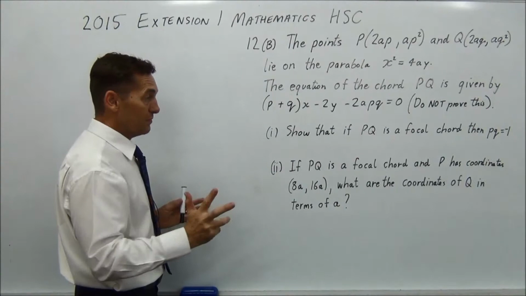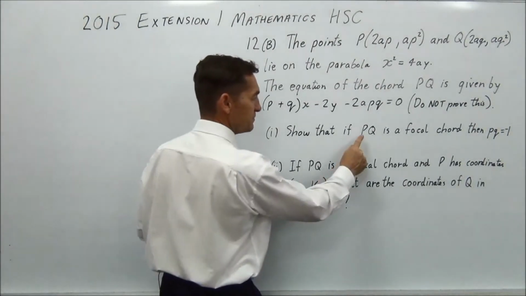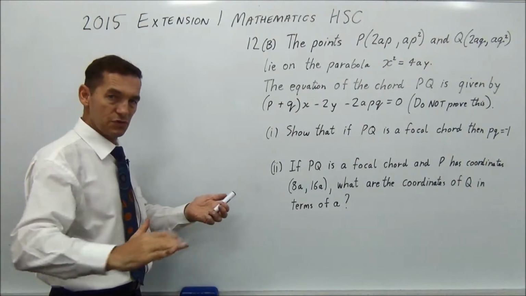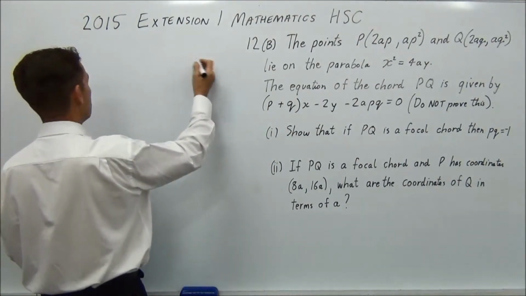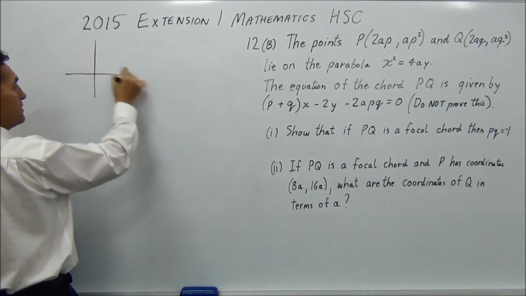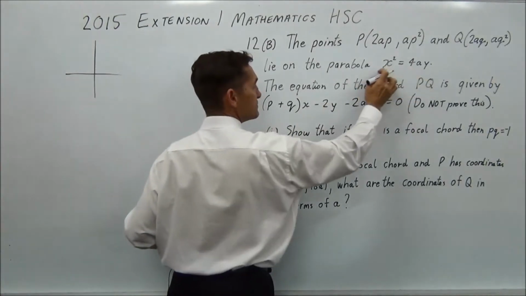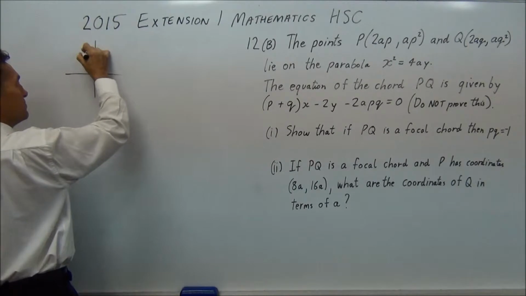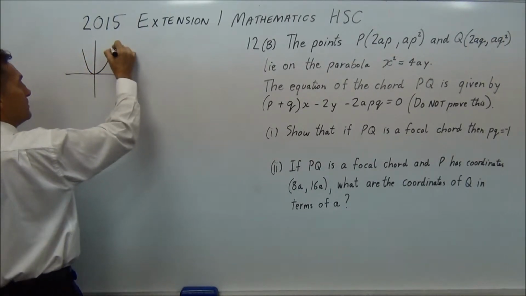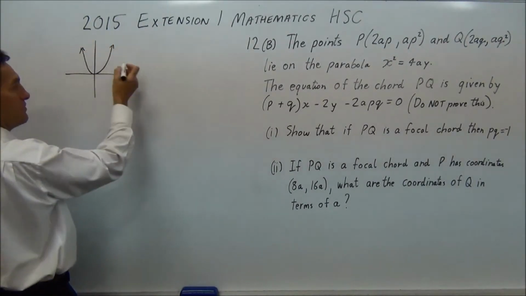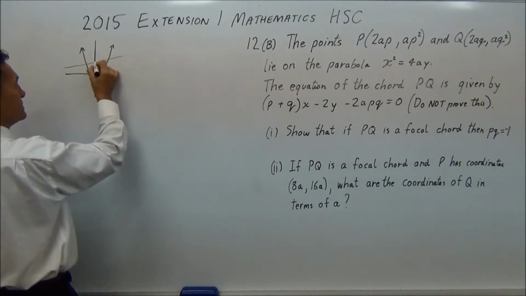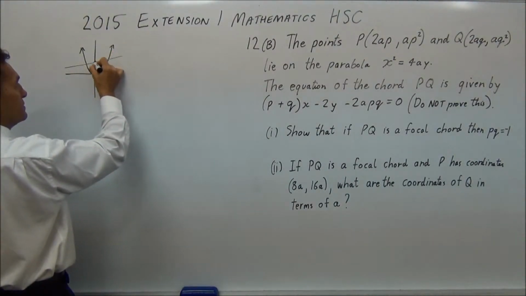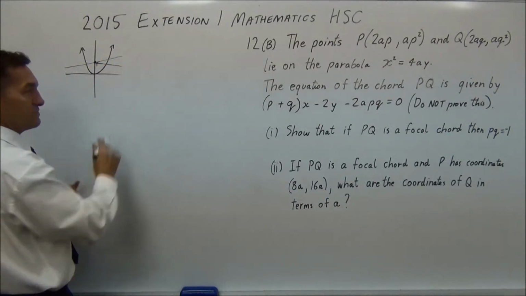So what you should have done is, if that is a focal chord, what does that mean? It's passing through the focus. So here's the parabola, and we know the parabola is x squared equals 4ay, so it passes through 0, 0, and it's a straightforward parabola, like that. And we've got some line passing through it, which actually passes through the focus, so that's the focus right there. Well, what is the focus?